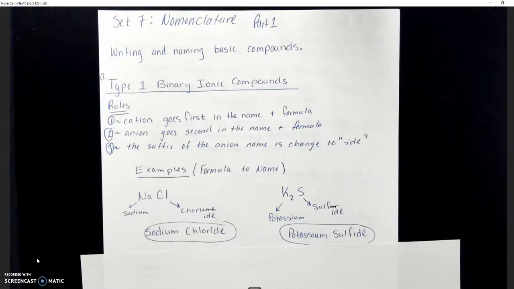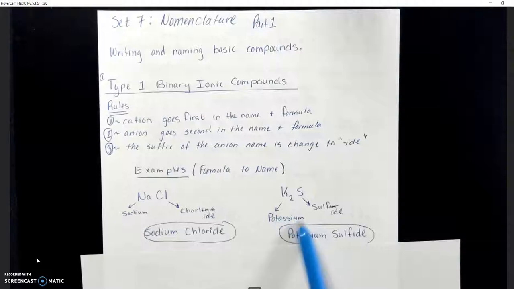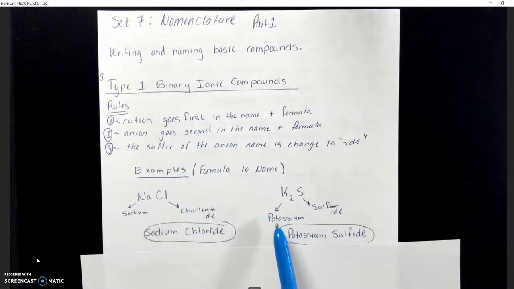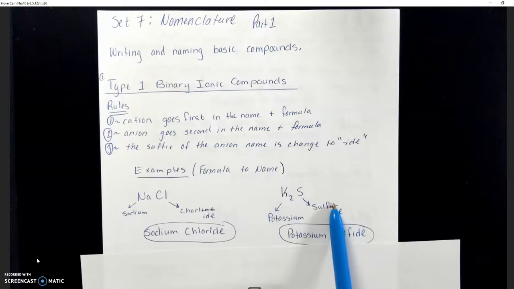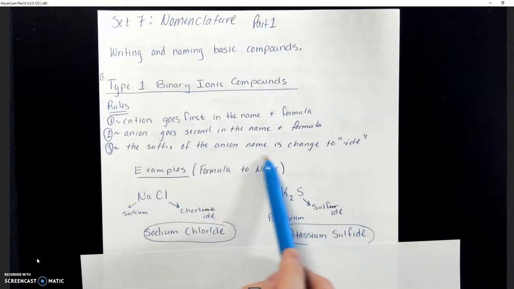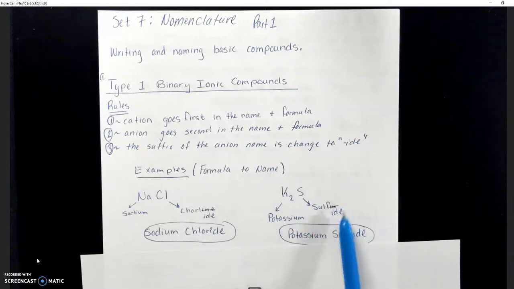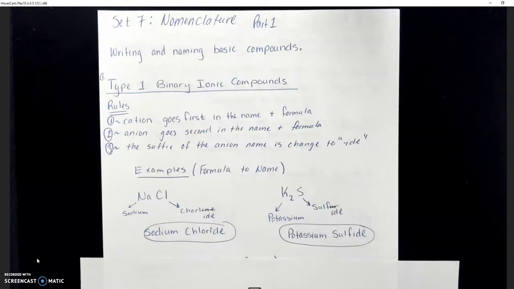Next up, let's do K2S. Potassium is listed first because it is a metal. And notice we didn't change the suffix for the metal because the rules don't say to do that. Listed second is the non-metal, and it's sulfur. But because it's the non-metal, Rule 3 says we must change the suffix to -ide. So we'll knock off the -ur and replace it with -ide, and then we have potassium sulfide.